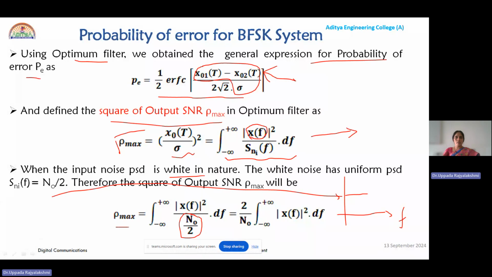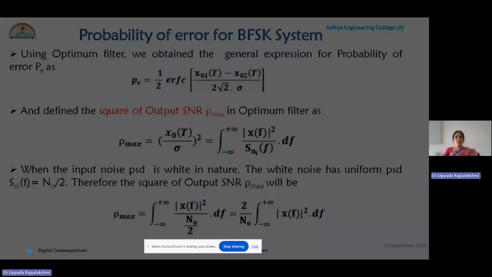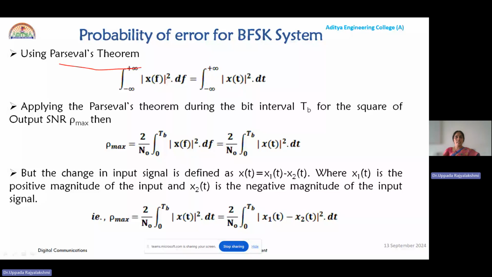So let us start with the calculation of the square of the output SNR, which is expressed as 2 by N0 times the integral from minus infinity to plus infinity of |X(f)| square df. Now let us replace this term in frequency domain with the time domain. By using Parseval's theorem, you can do that. The integration of the square of a particular function in frequency domain is equivalent to the integration of the square of the same signal in time domain. So let us replace it with the integral of x(t) square dt, with the bit interval as Tb.